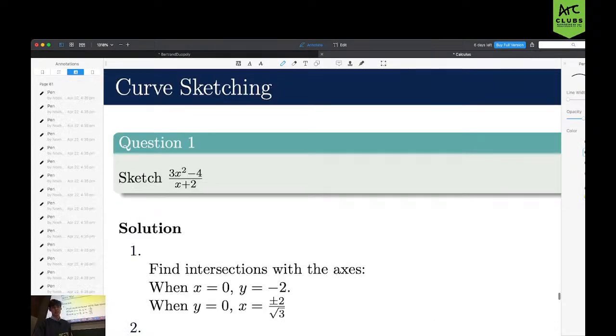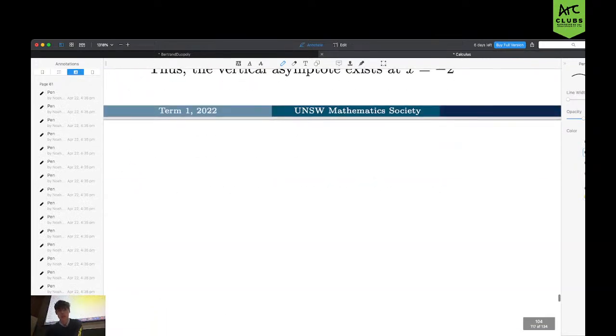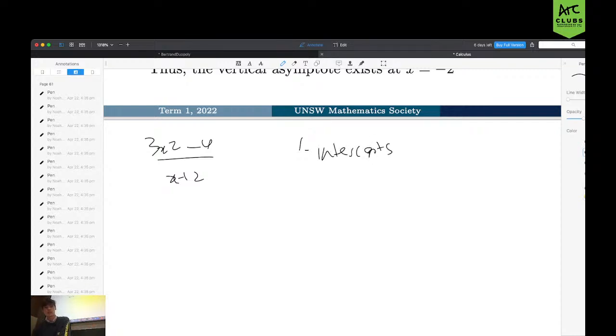So we're trying to sketch the following curve: 3x squared minus 4 over x plus 2. Before we can actually sketch this curve, we have no information now, so we have to find information. The first thing we could do is look for intercepts, so our x, y intercepts.